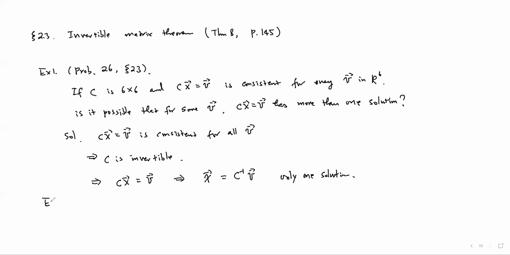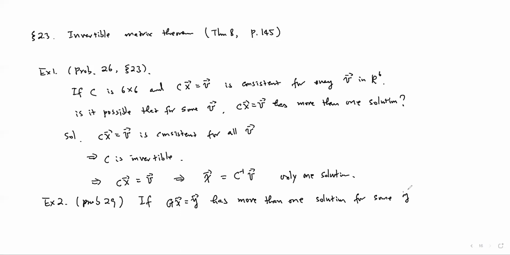Now 29, very similar. Problem 29. If the equation Gx equals y has more than one solution for some y, can the columns of G span the whole space?